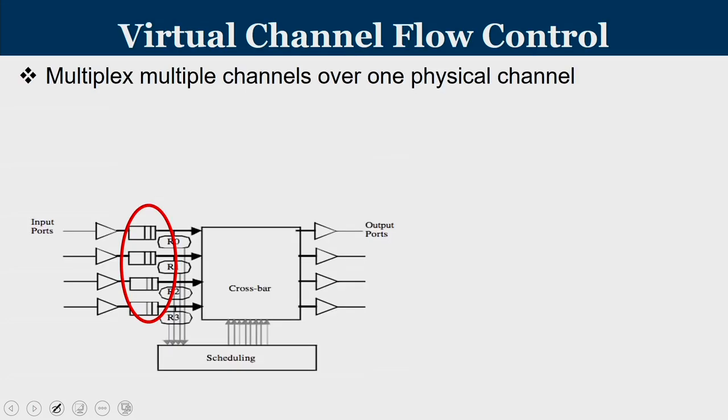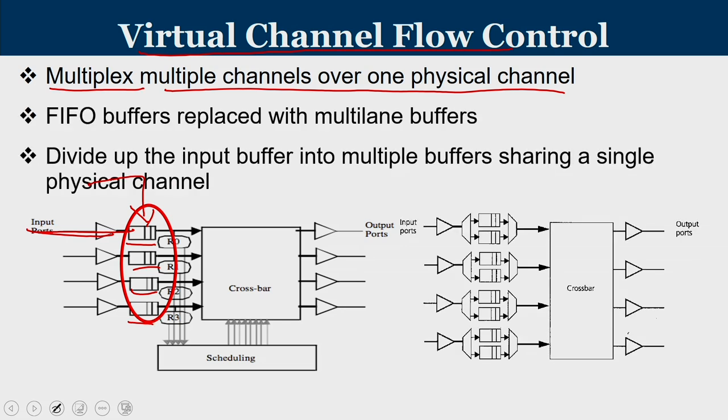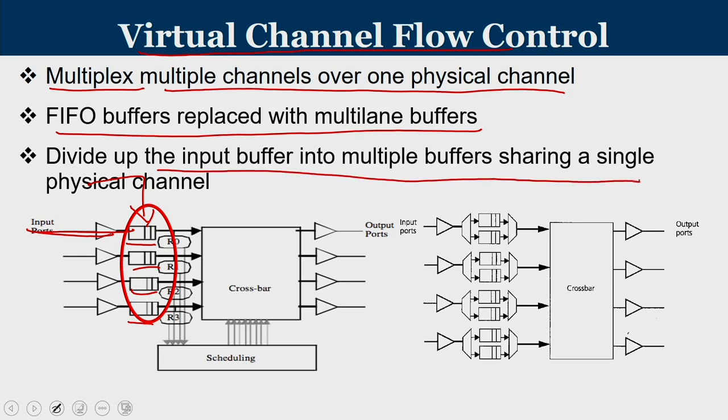The solution for head of line blocking is virtual channel flow control. What we do is multiplex multiple channels over a single physical channel. The limitation we have addressed now is, when you come through a link, when you are going to enter into a router, you have a FIFO queue. You can see that a set of flit buffer space is being organized as a queue. So, FIFO buffers are replaced with multi-lane buffers. What we generally do is divide up the input buffer into multiple buffers sharing a single physical channel.